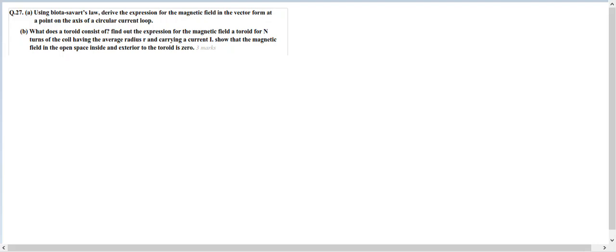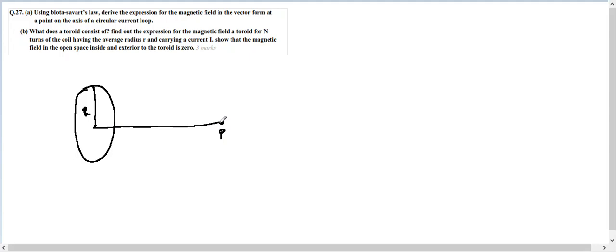Alright, so first we have to derive the expression for the magnetic field along the axis of a circular loop. For that we will first have to draw a loop. Very important, we have to consider the diagram. So let's just take this as a loop, having a radius of capital R. This loop is perpendicular to the surface, and then we have to find the magnetic field at point P, which is at a distance of x.